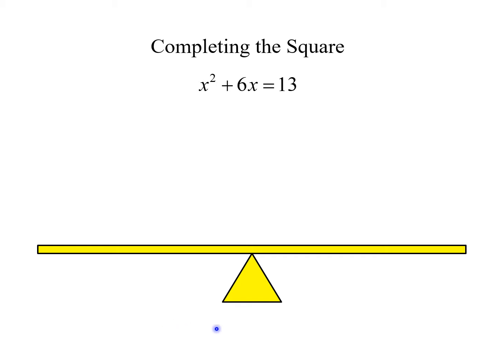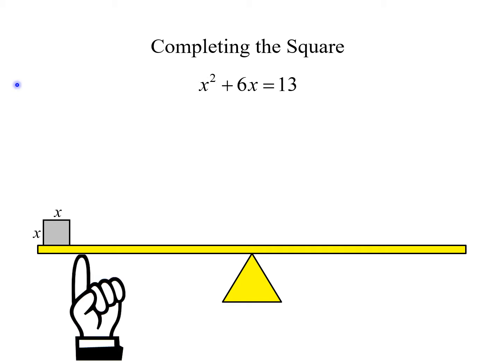What I have down here is a scale. It's a simply drawn scale, a triangle and a rectangle. This x squared is going to represent the area of a square that has side x. So let's put it on the scale, but we don't want it to tip, so I'm going to put my finger there. As you can see, this square has side x, and the area of that square is x squared.